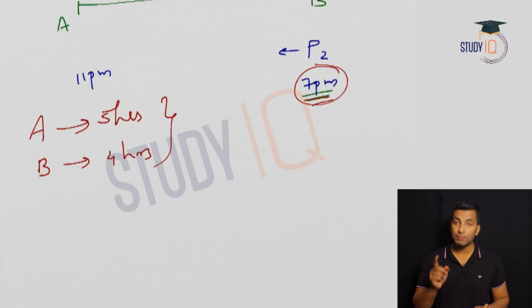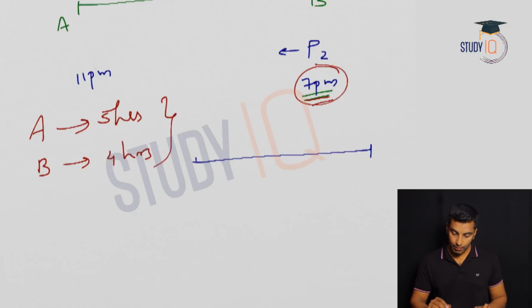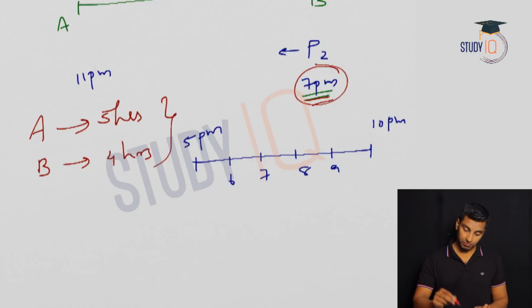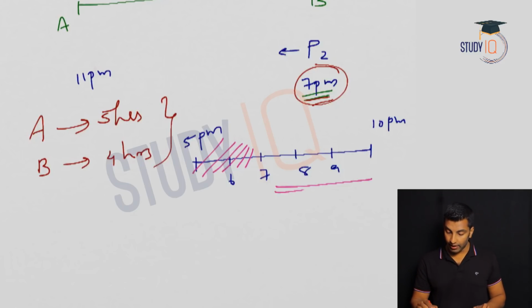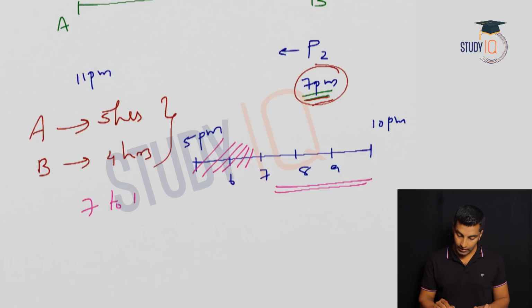Now, if you consider the first person only, what is his time of journey? It's like this. He is starting at 5 p.m. and reaching at 10 p.m., right? Now, if you divide each hour, okay, 6, 7, 8, 9, and 10. So, do you think if the question is related to meeting point, this much is relevant? This much, 5 to 7, is not relevant for us. Okay, only this portion is relevant because the question is again related to meeting point or meeting time. So this much portion is relevant because the meeting will happen somewhere here. 7 to 10 is the time which is going to be important for us.